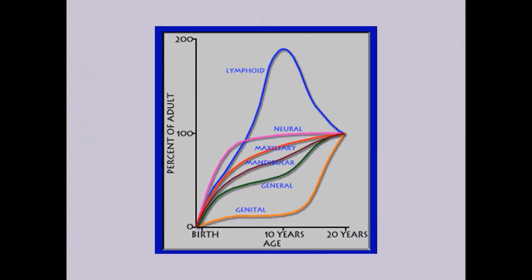So if we go back to Scammon's curve and we look at the maxilla and the mandible, we will find that the maxilla follows a curve that is in between the neural and the general growth pattern, but it is closer to the neural, while the mandible is closer to the general. And it does make sense, because the maxilla is closer to the cranial base that is affected by the growth of the brain, while the mandible is further away from that effect.